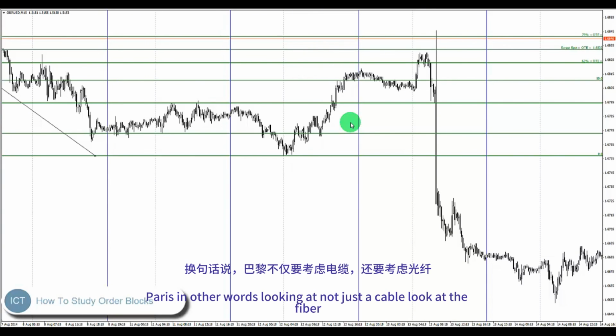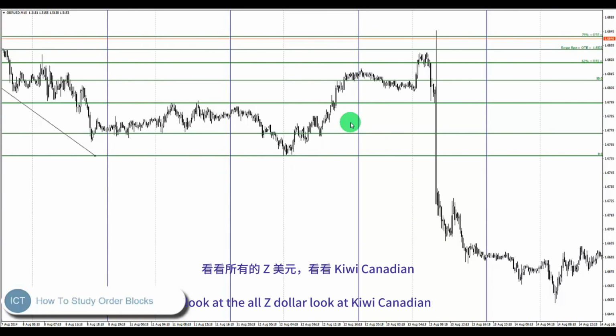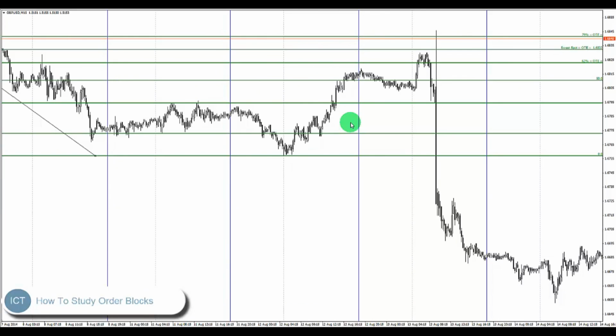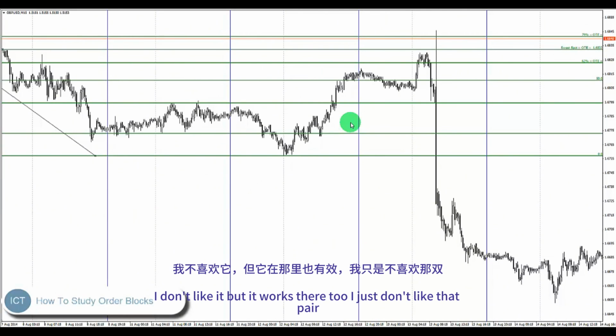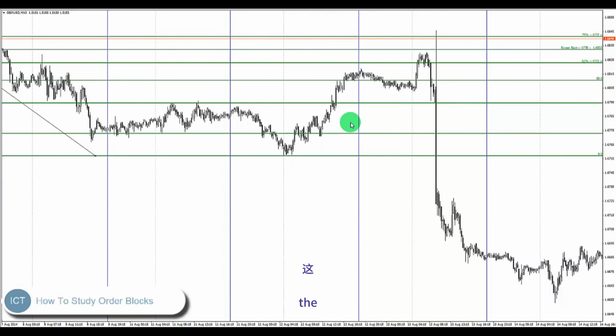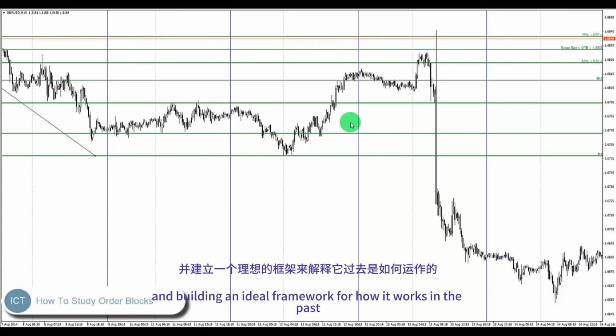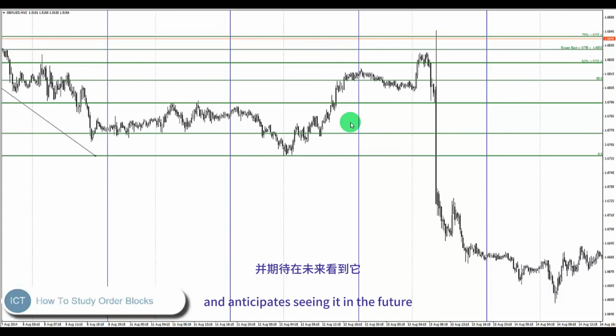In other words, look at not just the cable, look at the fiber, look at the Aussie dollar, look at the Kiwi, Canadian. It's important that you understand it, and even the dreaded yen. I don't like it, but it works there too. I just don't like that pair. All these concepts are there for you to be studying and building an ideal framework for how it worked in the past and anticipate seeing it in the future.